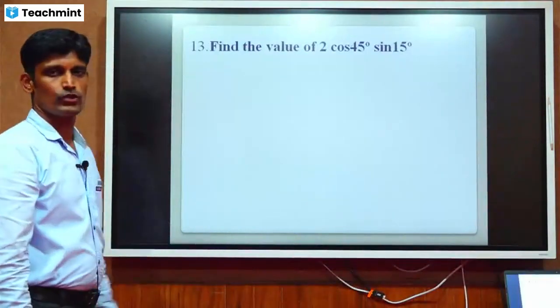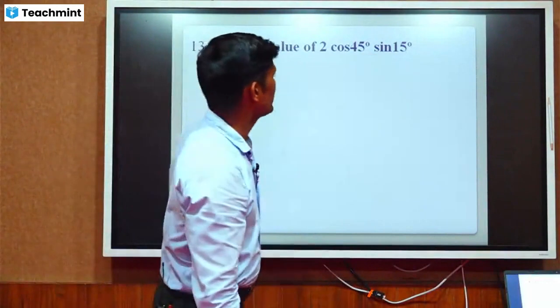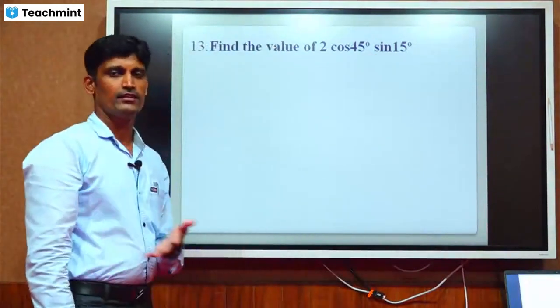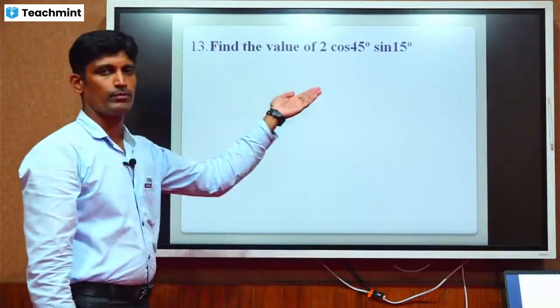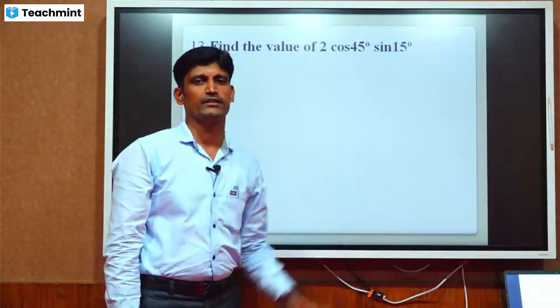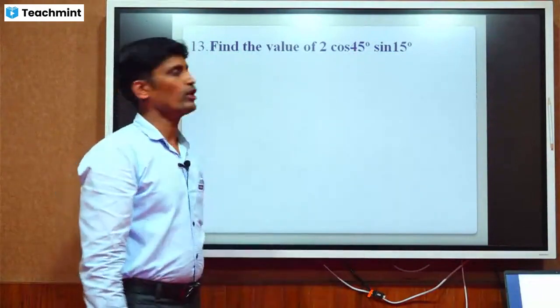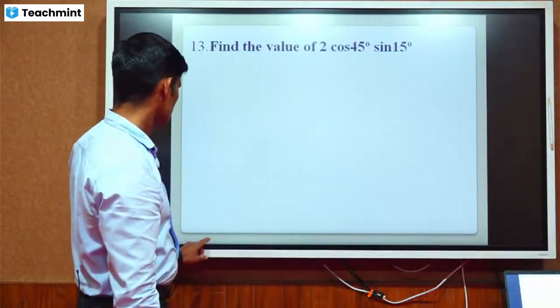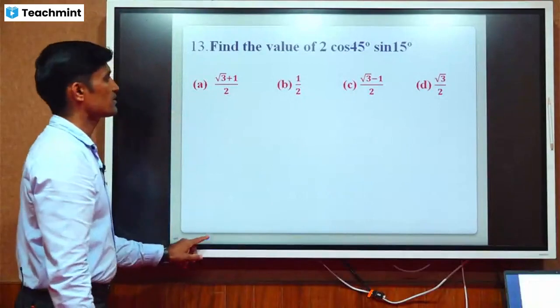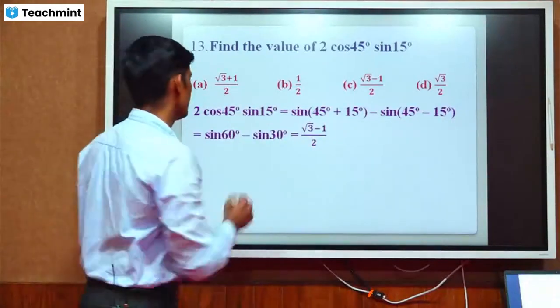Next, question number 13. Find the value of 2 into cos 45 degree into sin 15 degree. Again, as I expressed in one of the previous problems, if you know the value of sin 15 degree, it is a very simple and direct question. If you do not know the value, then we need to apply the formula.